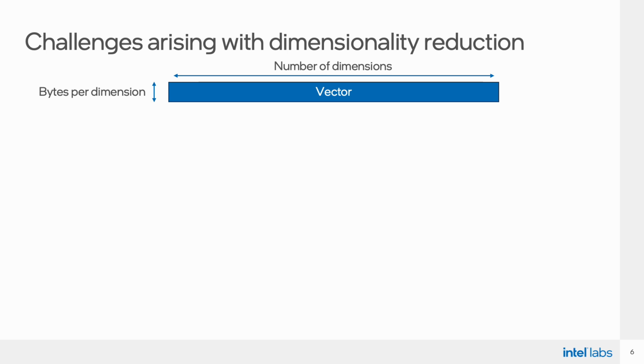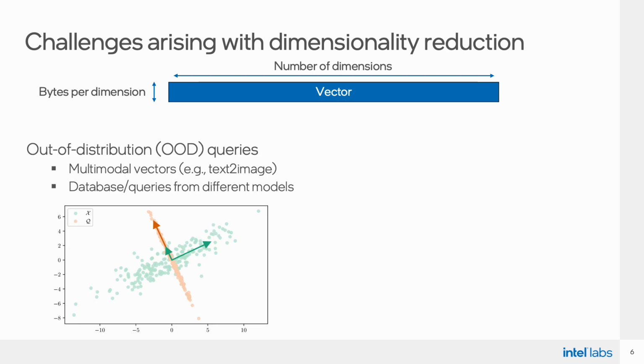LVQ compresses the vector by reducing the number of bytes per dimension, but we have another quantity, the dimensionality of the vector, that we can play with to achieve higher memory compression ratios. The problem with reducing the number of dimensions through dimensionality reduction is that in modern settings we encounter what we call out-of-distribution queries, i.e. the queries and the database vectors do not belong to the same statistical distribution. This commonly happens in two use cases.